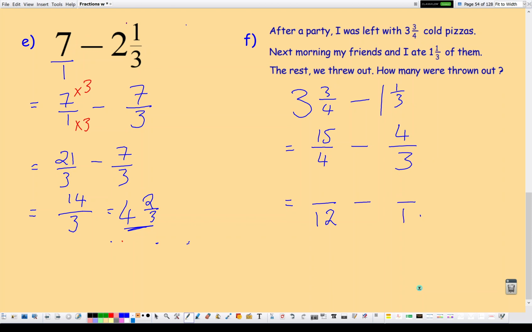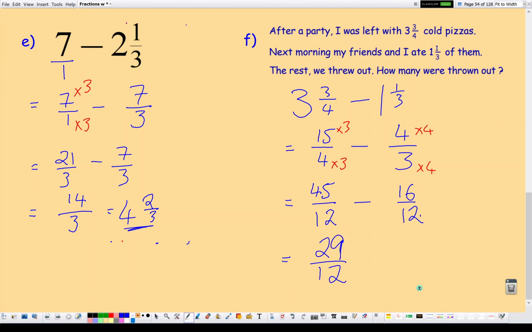So we change them both to 12. What did we do to 4 to get to 12? We times it by 3. So I have to do the same to the top there. What did we do to 3 to get to 12? We times it by 4. So 15 times 3 is on the top. That's 15, 30, 45. Minus 4 times 4, 16. So put them both over 12 now, and then just take away and see if you can simplify. So 45 take away 16, so that's 45 take away 10 is 35, take away 6 is 29.